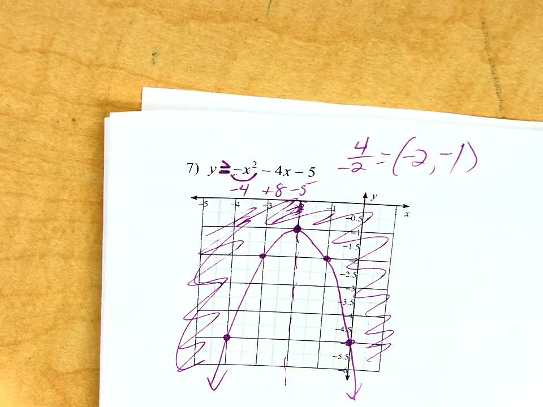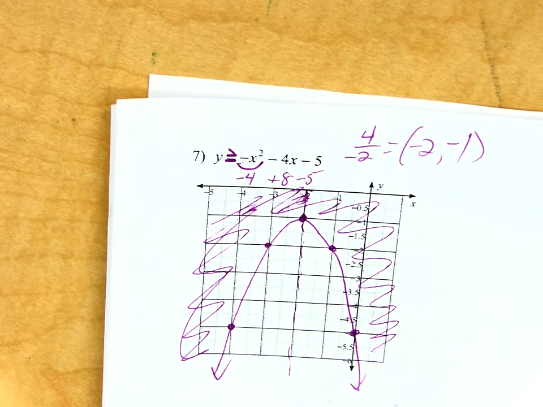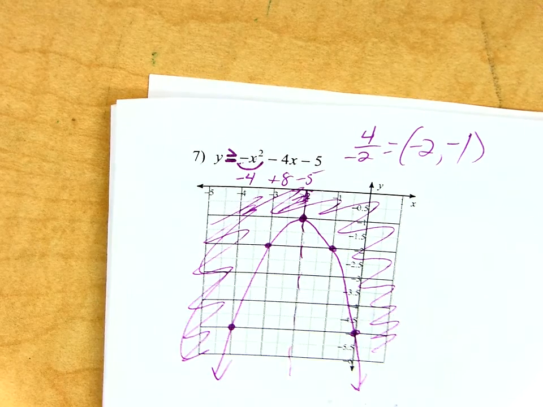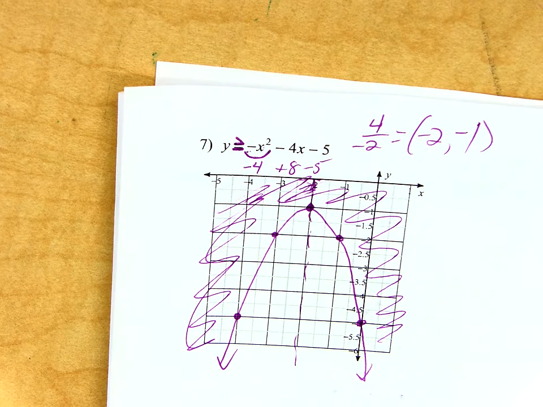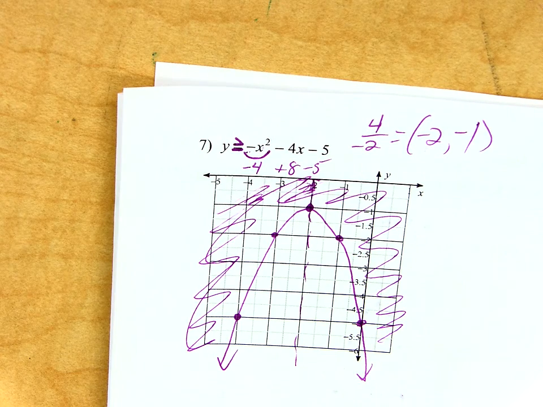You will only ever have two regions. It's either inside the parabola or outside the parabola. All right, does this make sense? We're all okay? All right.